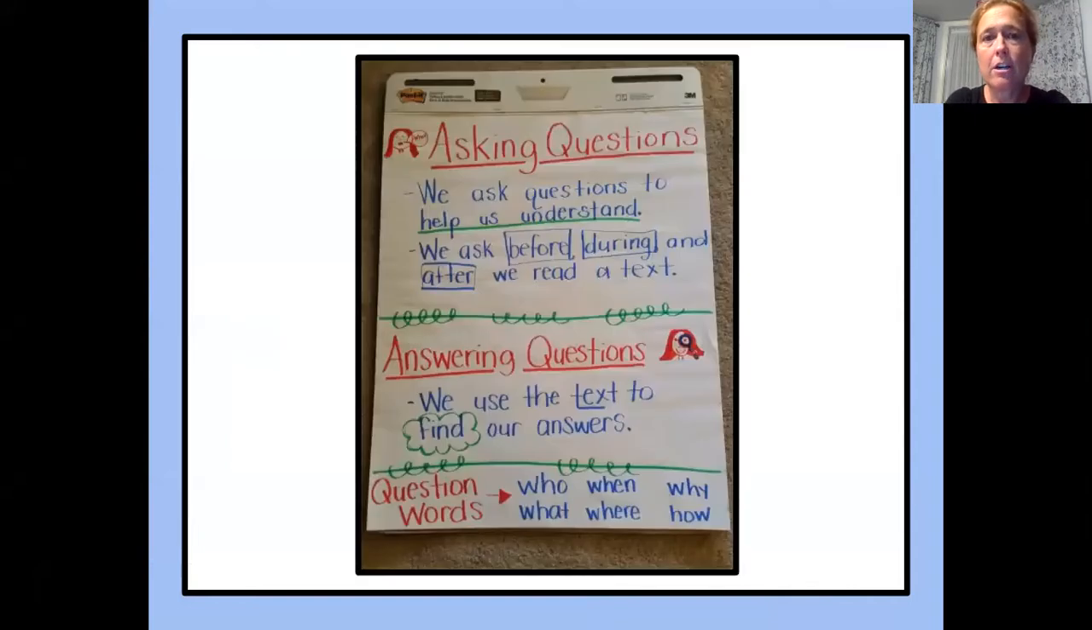This is our anchor chart about asking and answering questions. When we are asking questions, we ask questions to help ourselves understand. We ask before we've even read the book, during our reading, and after our reading. When we answer our questions, we use the text to find our answers. So if we don't know the answer to the question, which is a lot of times the case, we use our text to figure out the answer. Our question words are who, when, why, what, where, and how.